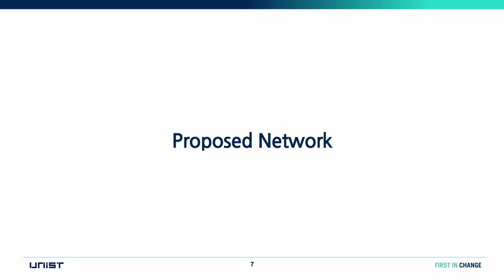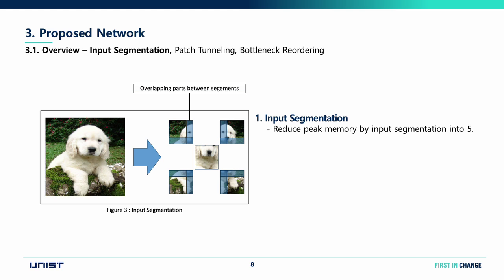So, our proposed network. To provide a brief overview, we have made three key contributions: input segmentation, patch tunneling, and bottleneck reordering. First, with input segmentation, we divided the input into 5 segments. These segments are not divided uniformly, but instead have overlapping regions, specifically 4 overlapping parts, along with an additional central segment, making a total of 5 segments.